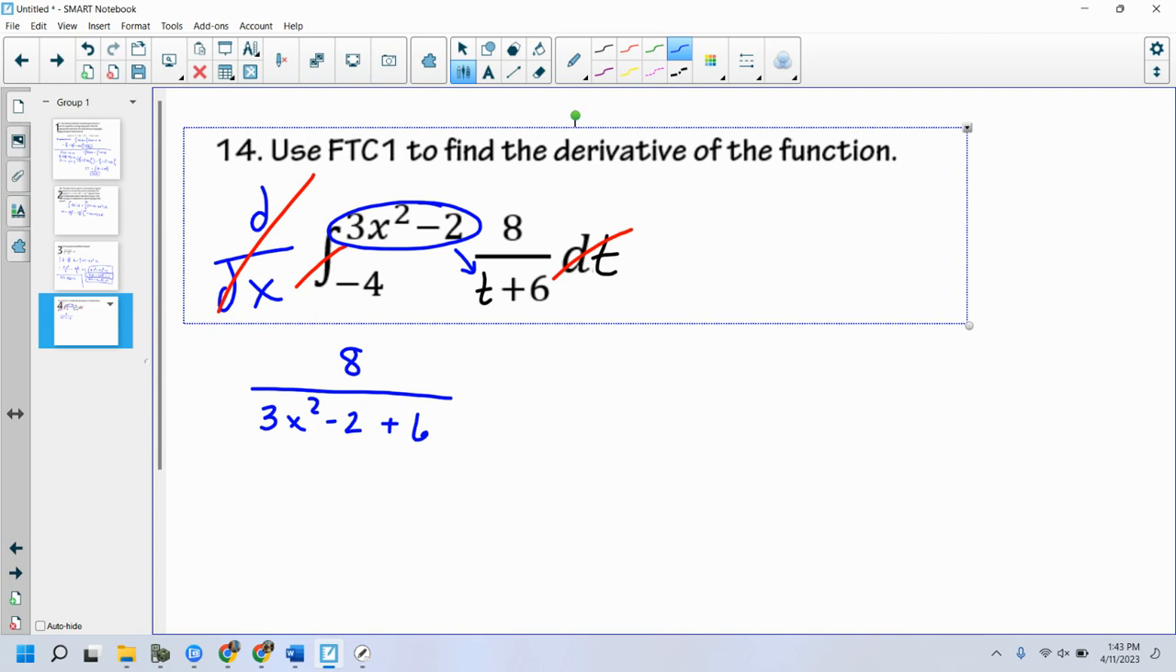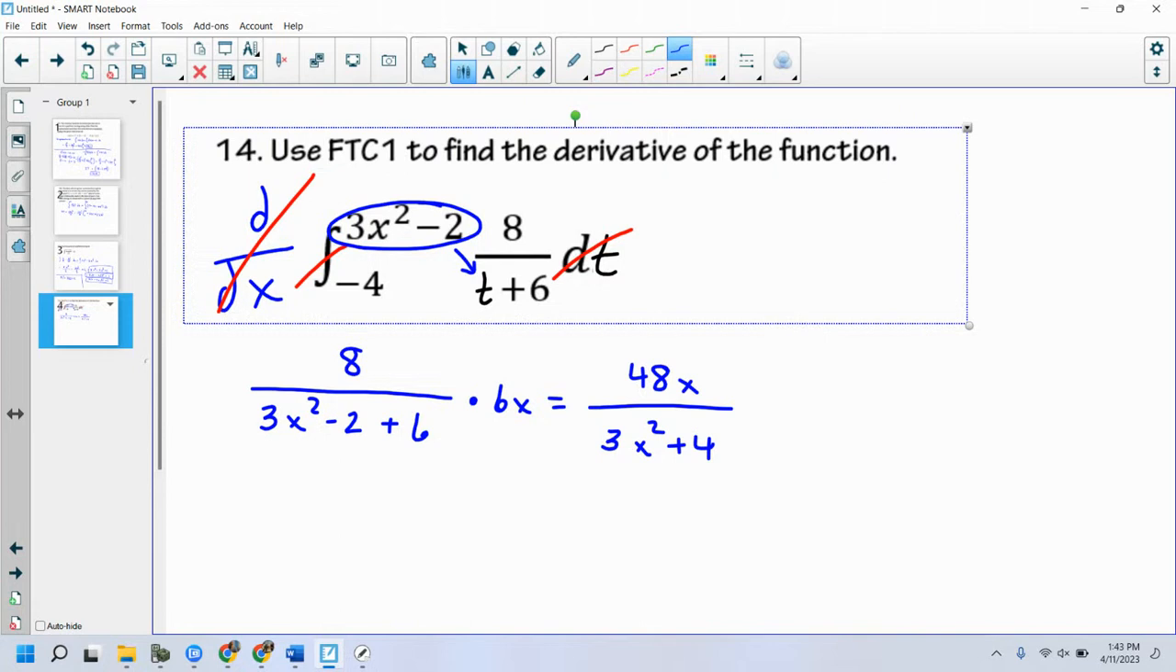And we peel away that layer and now have to find the derivative of the 3x squared minus 2 because of the chain rule, which is 6x. Multiply the 6x up into the numerator, and that's 48x. And then on the bottom, that's going to give me 3x squared plus 4. And this is the question that Casey asked, should we be able to simplify that? And the answer to this one is no.